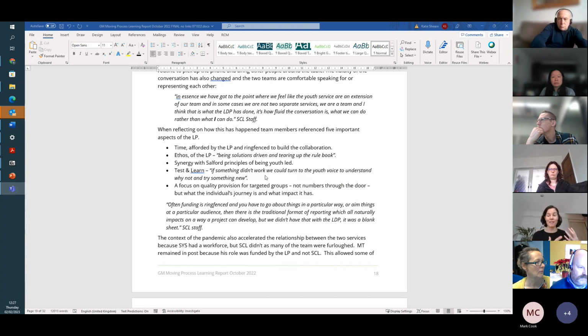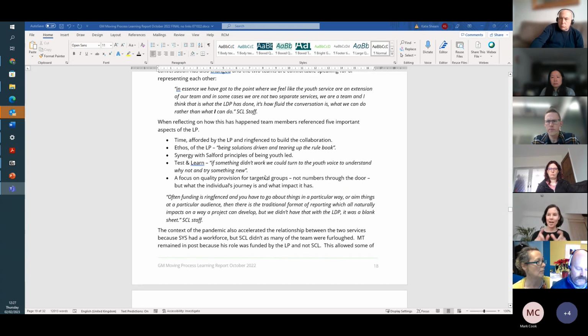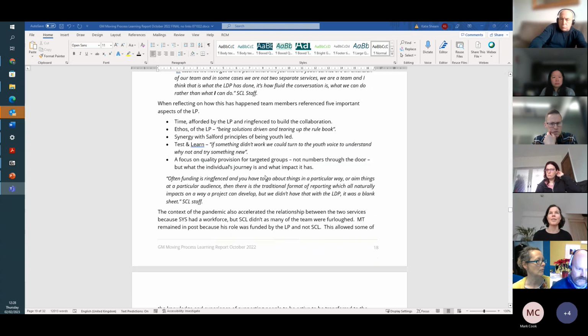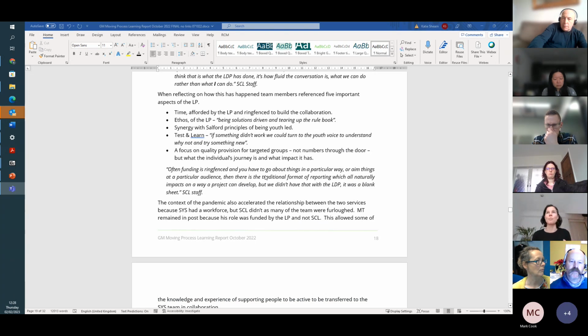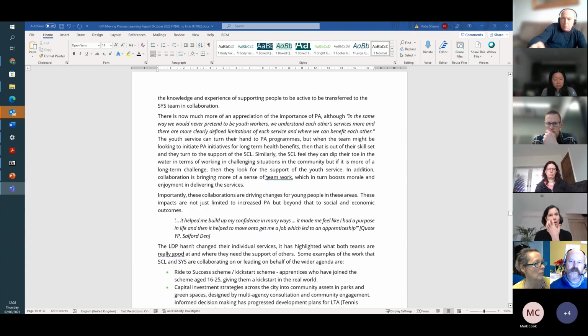Linking in with the principles that are actually present in Salford at the moment, there's a big drive in the local authority to be youth-led. It's a real focus of the local authority. That obviously helped a focus around the connection to the youth. There were no recriminations if something didn't work. They could go back to the youth voice, so they've got participation of youth as part of this work, and say, it didn't work here, let's try something new. And in particular, a focus on quality provision for some key targeted underserved groups, as opposed to the numbers through the door. So that's what they felt were some of the key things that the local pilot afforded that helped them to work together. And then we'll just move through here quite quickly.